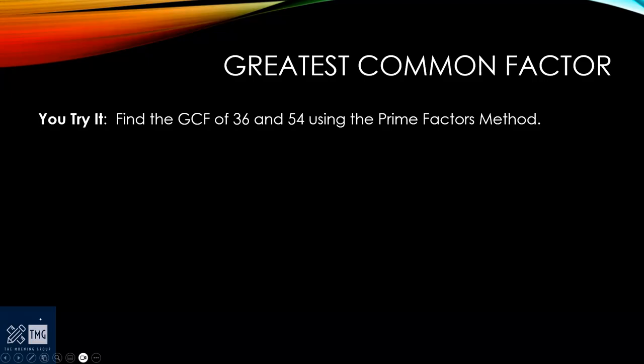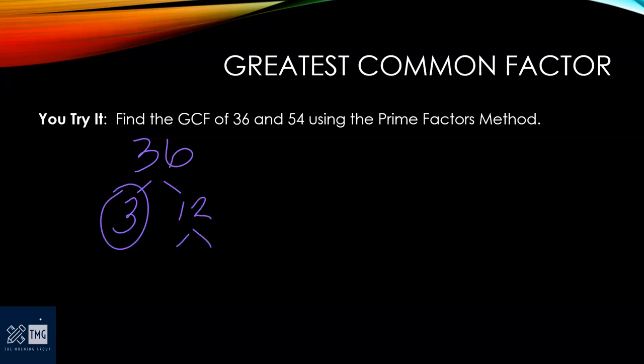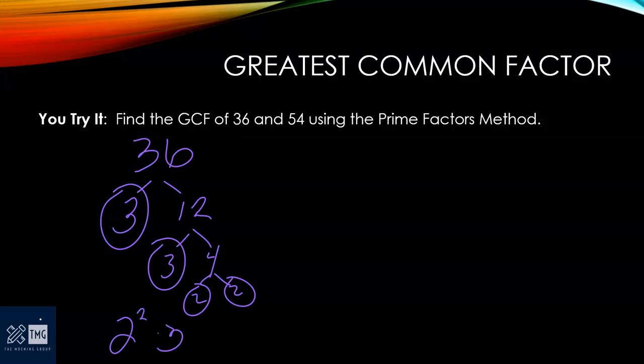All right, you try one of these. 36 and 54, find the greatest common factor using the prime factors method. So if we do 36 and I break it down, well, 36 is 3 times 12. 3 is prime. 12 is 3 times 4. 3 is prime. 4 is 2 times 2, both prime. So I have 2 squared times 3 squared. And there's my prime factorization.